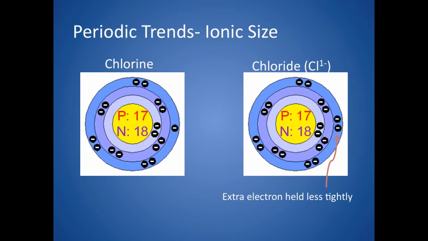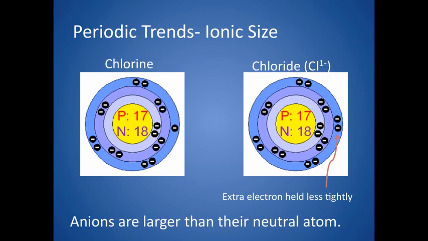So the trend, or the rule that you need to know, is that anions, those are negative ions here, then 1 minus, those are larger than their neutral atom. So this is the neutral atom chlorine, this is the anion, or the negative ion, and it is larger.